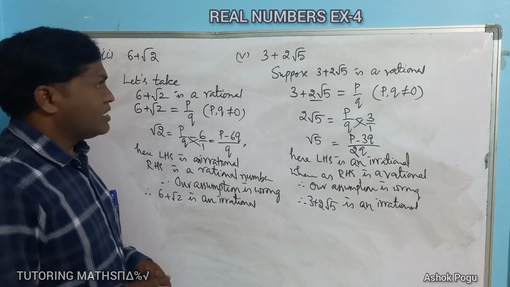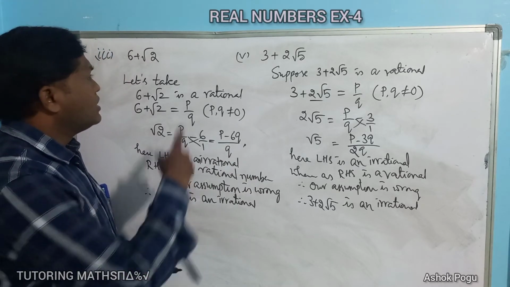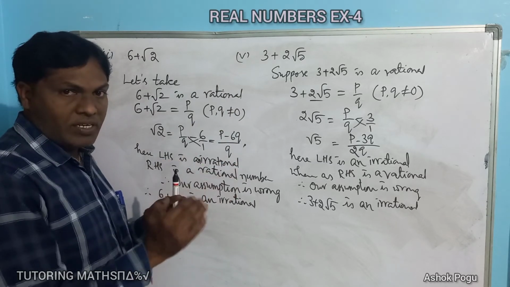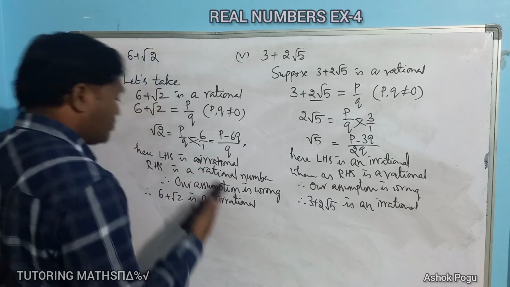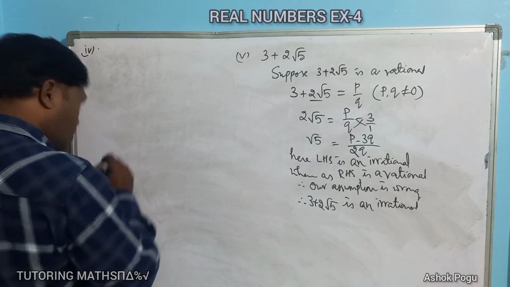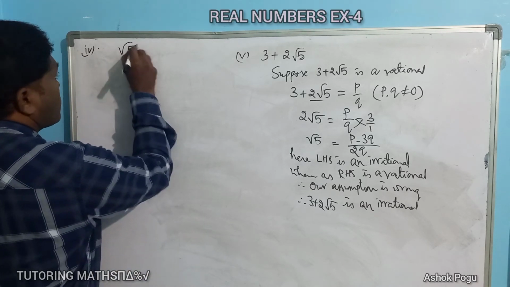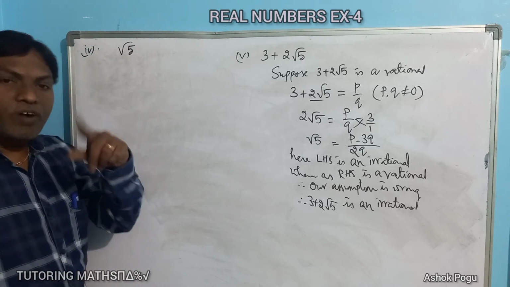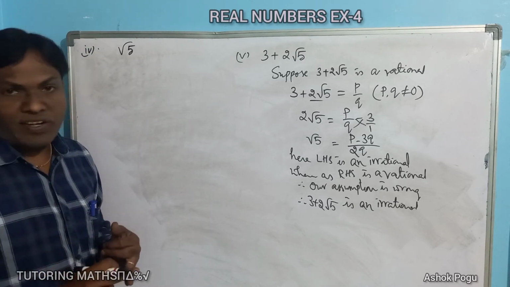And one more question is there, a somewhat different question. That's why the third question and the fifth question are similar; the fourth question is something different. So that we will discuss now. Yes, here we have to prove that root 5 is an irrational number.